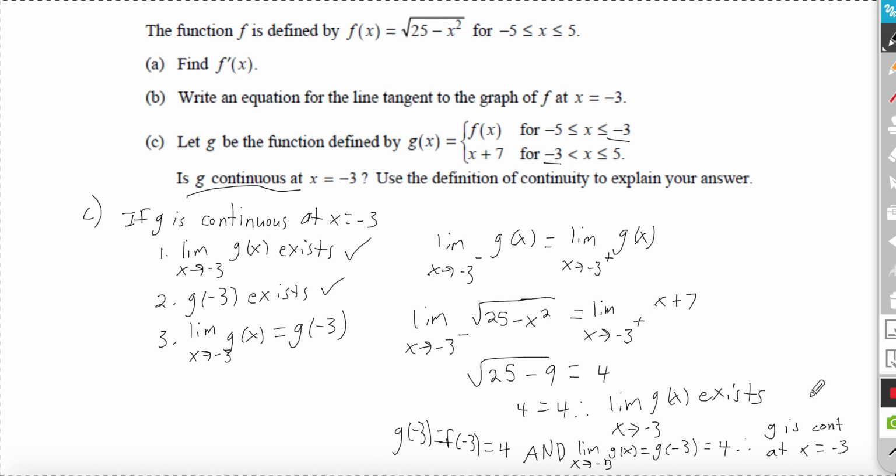And so therefore G is continuous at x equals -3. How do the points break down? You got 1 point for considering the one-sided limit. So you got 1 point if you compared the one-sided limits here. And you got 1 point for your answer.